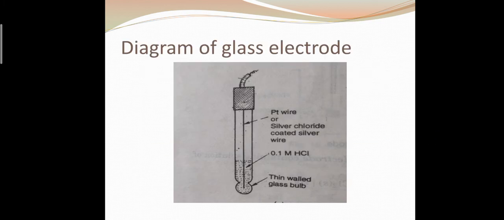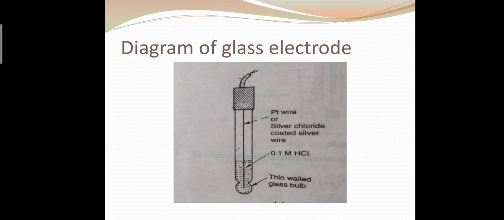Now this is the diagram of the glass electrode. The glass electrode consists of a glass tube with a small bulge-out portion. That bulge-out portion is known as the glass bulb. This glass is a special glass material containing sodium oxide, calcium oxide as well as silicon oxide.